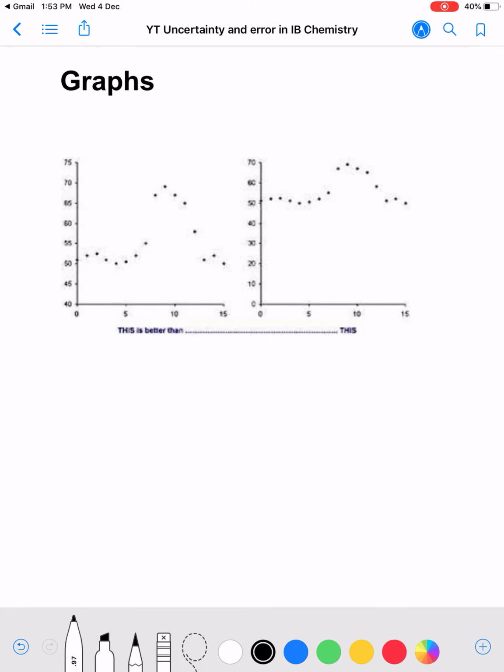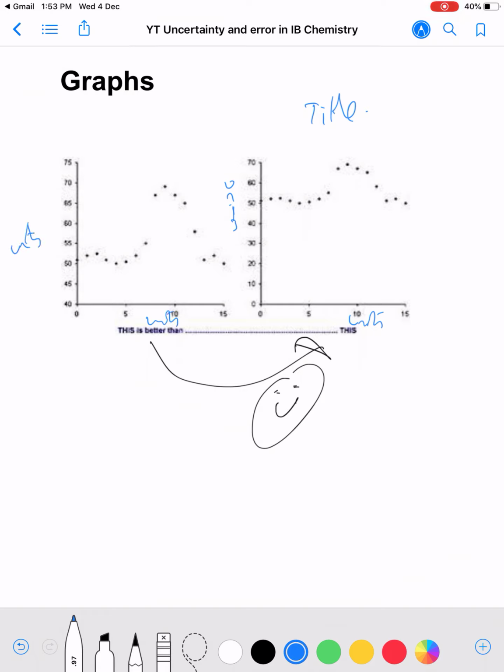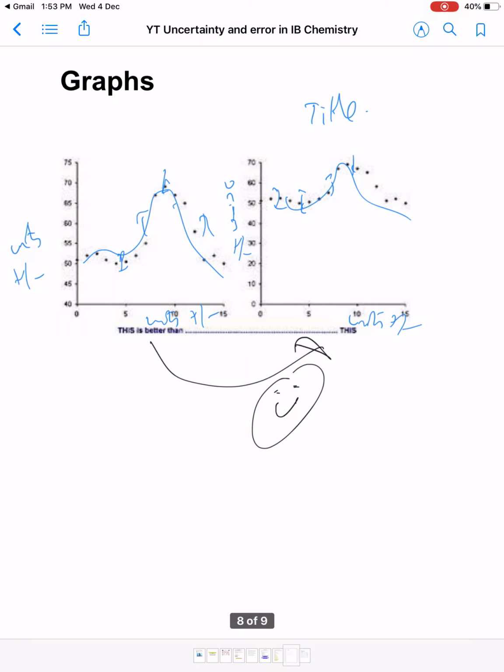I found this on a IB biology site, bless them. This is better than this. Yes, it is. But what's wrong with it? My gosh, where do I start? Title. Units. Units. Units. Plus or minus, plus or minus. Error bars. Where are the error bars? Why is it not showing the trend? What's going on? There's a lot of things wrong with that. Excuse me. We'll do that in a separate video.